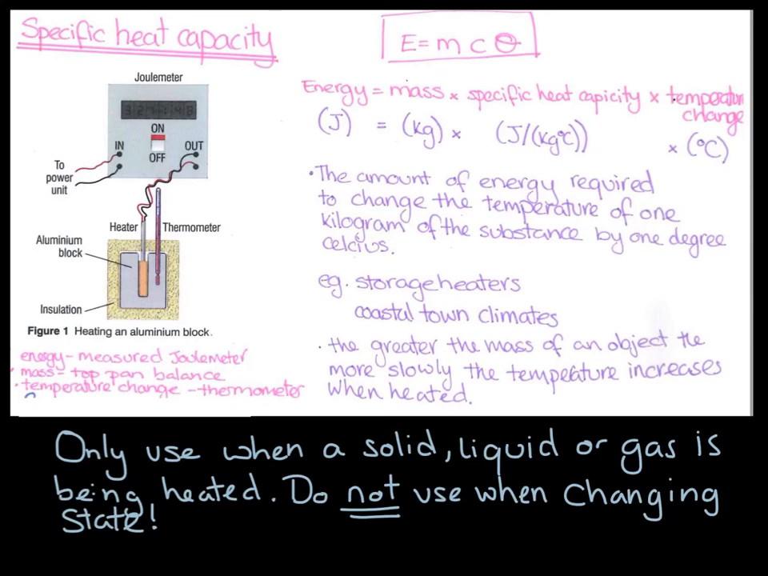Now, what's important to remember here is this: we can use this equation to calculate the energy we need to add to the system to increase the temperature of a solid, or to increase the temperature of a liquid, or to increase the temperature of a gas. But we don't use this equation when we're working out the energy that we need to change state. So we don't use this when we're changing state from a solid to a liquid, or from a liquid to a gas. We only use this when we're heating a solid, or a liquid, or a gas, not when we're changing state.